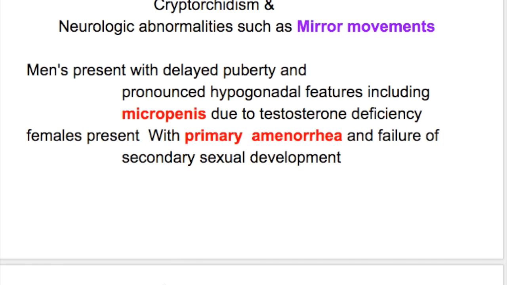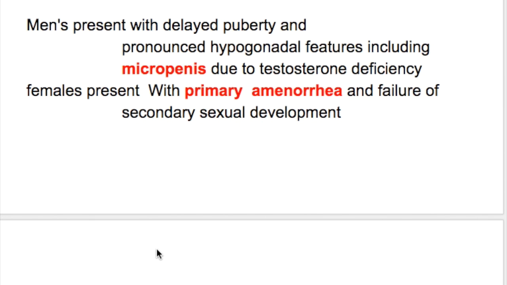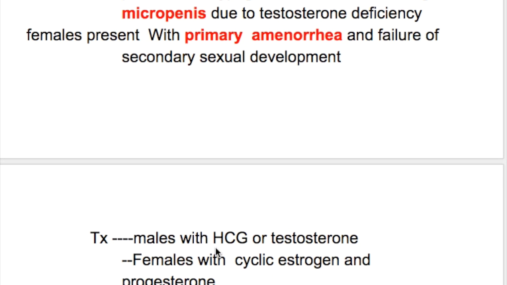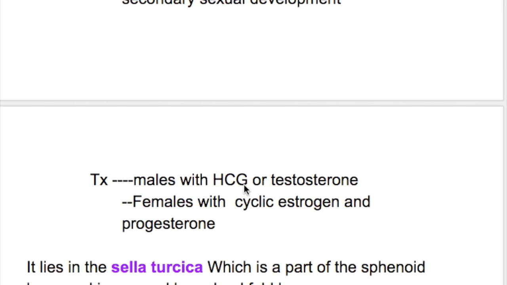So, what's the treatment for Kallmann syndrome? Since both pituitary and gonads are normal, males are treated with human chorionic gonadotropin or testosterone, and females with cyclic estrogen and progesterone. Patients may acquire fertility, otherwise the patients are infertile.